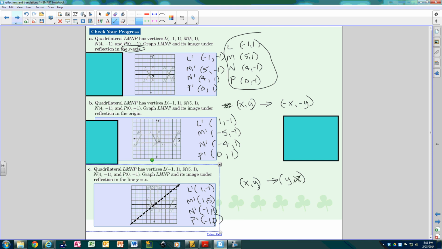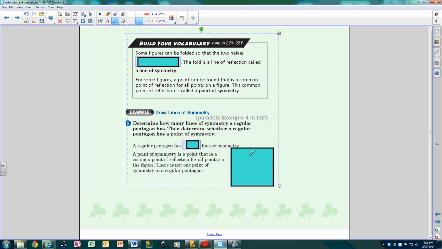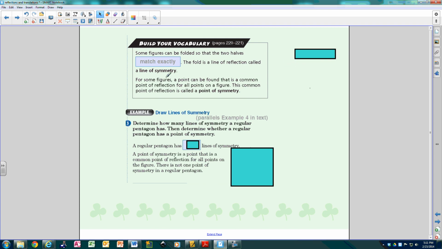All right, now let's talk about lines of symmetry real quick. Lines of symmetry: some figures can be folded so that two halves match exactly. The fold along that line is your line of symmetry, kind of like in the kite. The long diagonal was the line of symmetry because when we folded it in half, everything matched up. Some figures have a point that can be found that is a common point of reflection for all the points. This is known as your point of reflection or your point of symmetry.